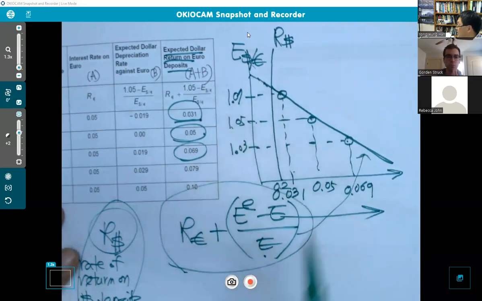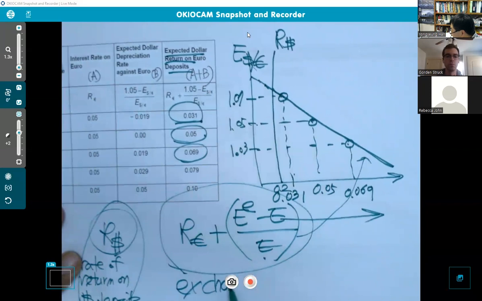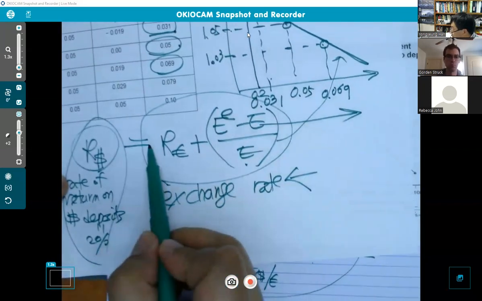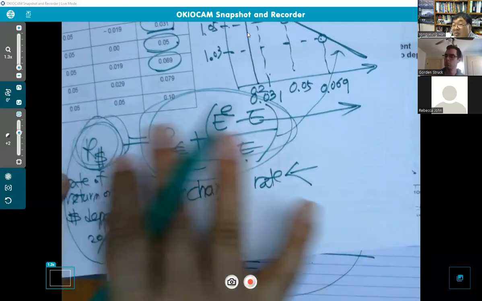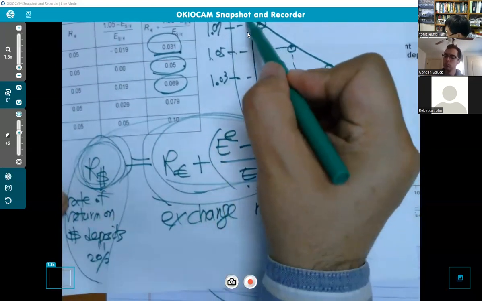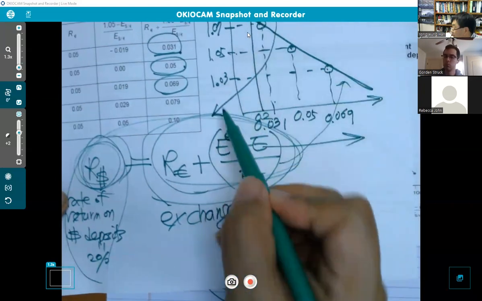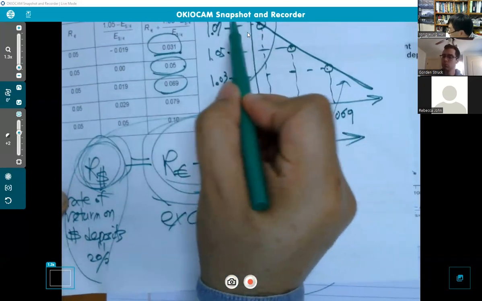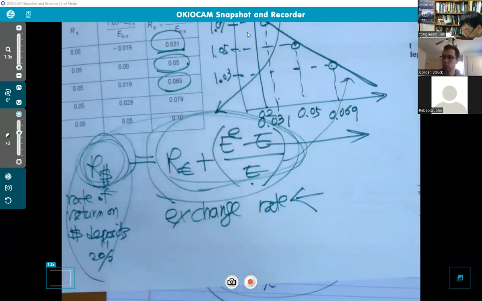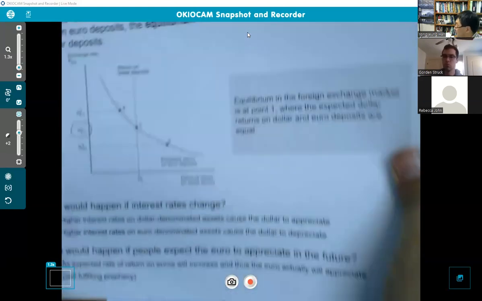Then what happens is that exchange rate is determined by these two. Remember, equilibrium holds at this. So this happens right here. At this level, exchange rate is determined. The concept is shown right here.